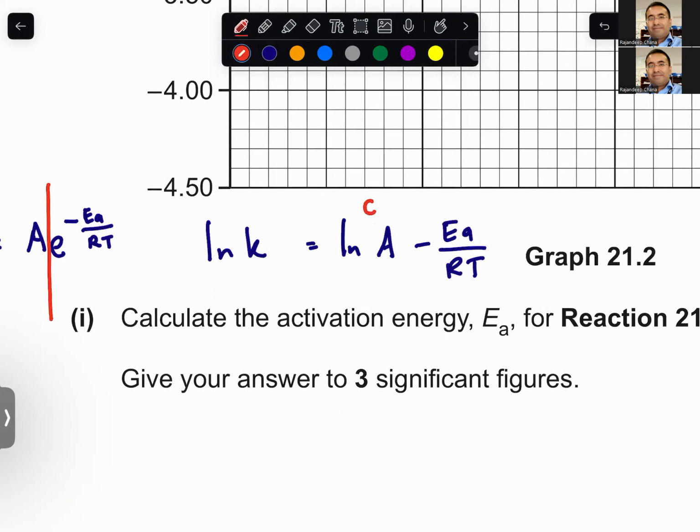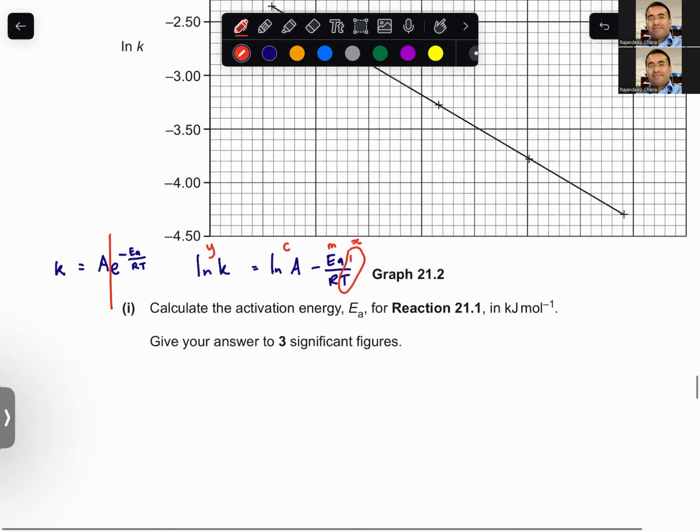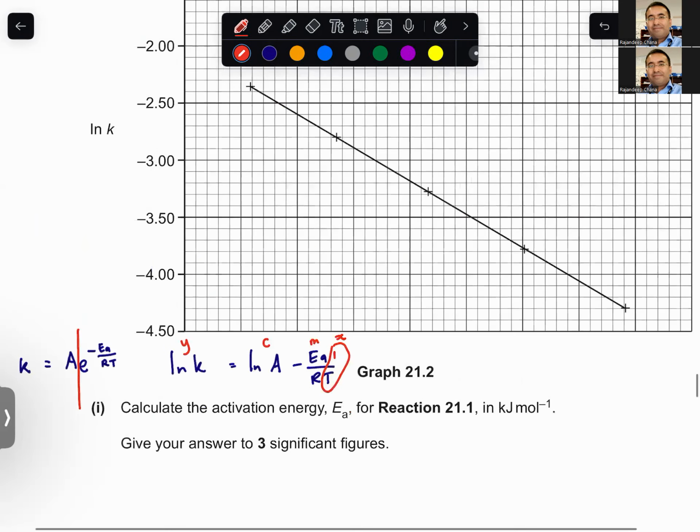This is your c, this is your y. 1 over t is your x, and your m, which is the gradient, is minus EA over R. So let's work out the gradient to work out the EA value. Let's work out the gradient.